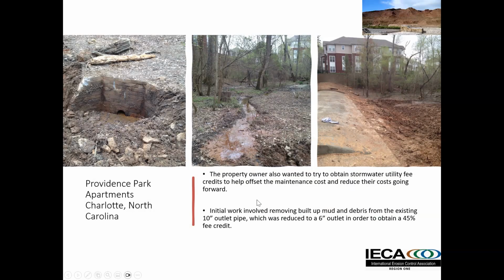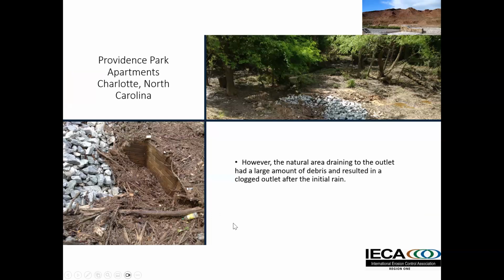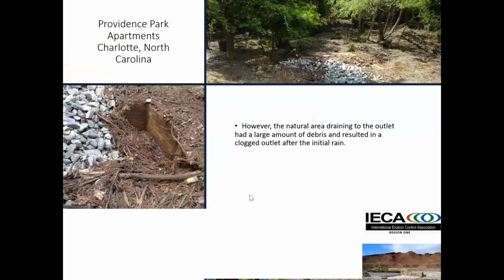Well, cleaning out the pond did not work that great. So it was a very natural area because it was a wetland. It couldn't be completely cleared of trees and debris. Every time it would rain, they would get a large amount of debris that would go to the outlet.